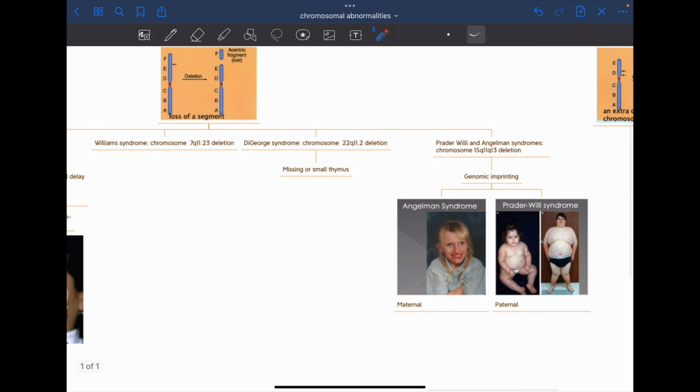DiGeorge syndrome, again, it's part of chromosome 22. And usually this results in immune problems. So it's missing part of the thymus, or the thymus is completely not there. This can result in problems with B cells and obviously T cell deficiencies and so on.